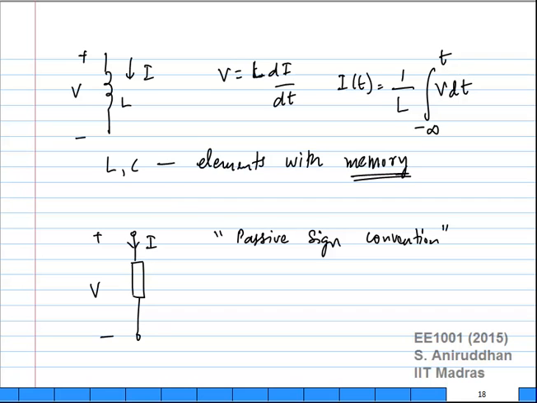The other important property we learnt last time was memory. We noted that inductors and capacitors have a derivative relationship or an integral relationship between the voltage and the current. If you express it in the integral relationship, you can clearly see that at any time t, the current, in this particular case for the inductor, depends on all the past voltages. So it depends on the previous values of the voltage. Therefore an inductor is an element with memory. You need to know the history of the voltage before you can calculate the current at any particular time. Similarly for the capacitor, you can express the voltage as an integral function of the current, and you can show the same thing.